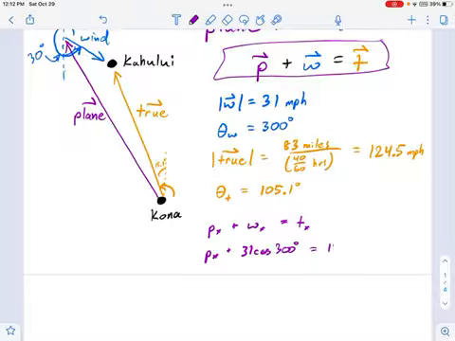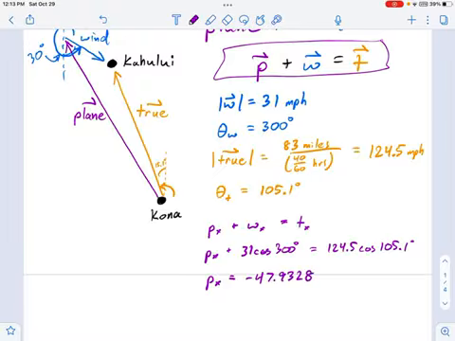Well, that was 124.5 times the cosine of 105.1 degrees. Okay, so now all we have to do is solve for px, and we're good. I think this is a pretty simple calculator job. If you punch this in, remember we're in degrees here, we're not in radians, so keep track of that. You're going to get px equals negative 47.9328, and that's in units of miles per hour. So in other words, the plane has to be traveling to the left. Well, we kind of knew that already from the picture, but still good to have.